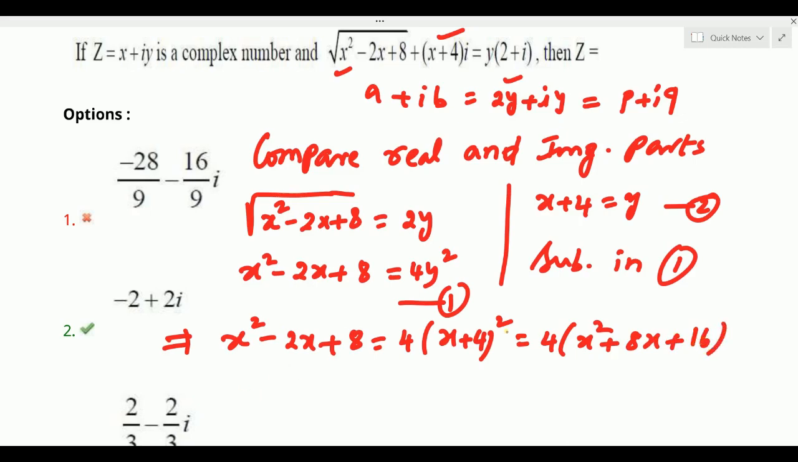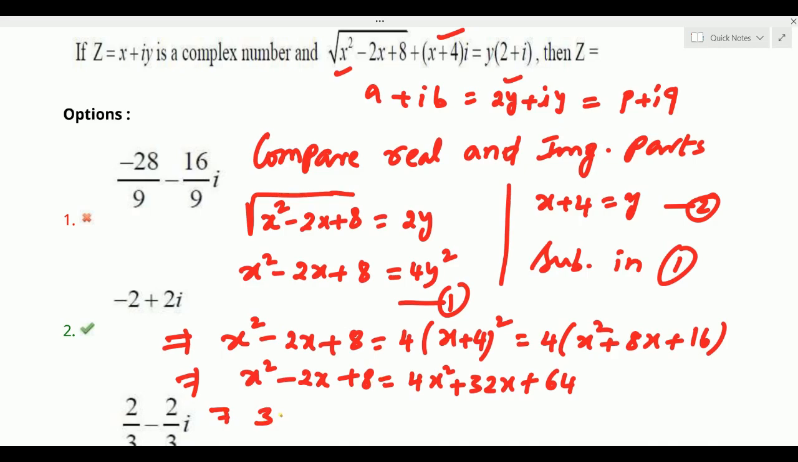The expansion again once, in terms of x, that is x square minus 2x. Further simplification, 8 is equal to 4x square plus 4 into 8 is 32x plus 4 into 16 is 64. Again we can take the further simplification. 4x square minus x square is 3x square. Then 32 plus 2x is 34x plus 64 minus 8. Do the calculation carefully. 64 minus 8 is 56 equals 0.